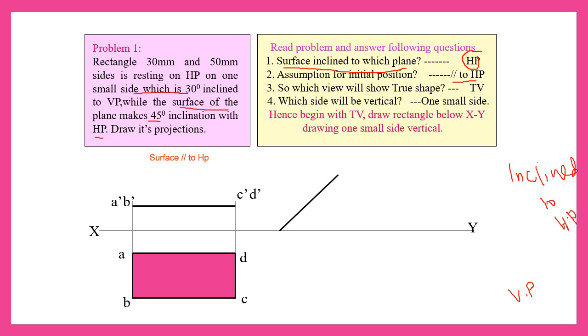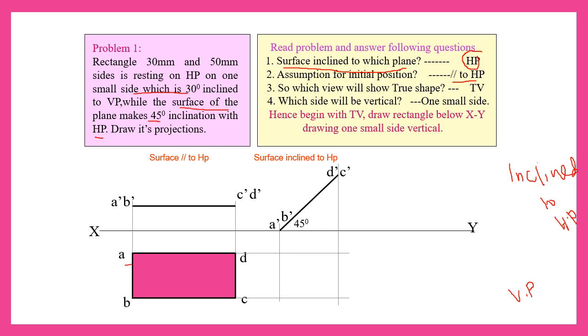Now the inclination is 45 degree. What you are going to do is tilt this line 45 degree. Now you have tilted it, A dash B dash and C dash D dash. You are going to project these two edges also to the top view. From A to D you draw a horizontal line, and from B to C you draw a horizontal line.